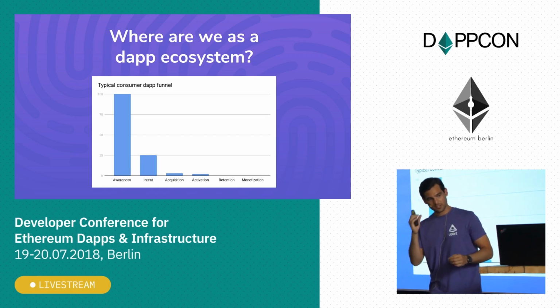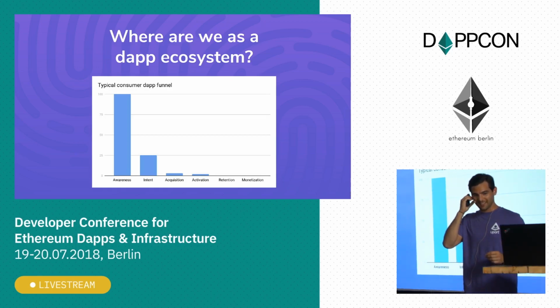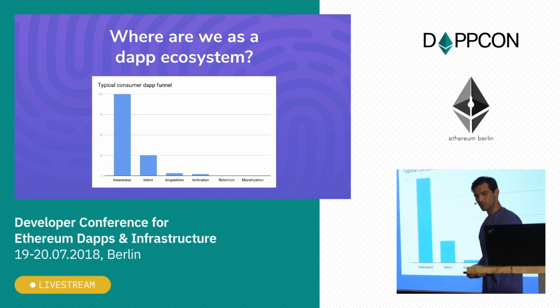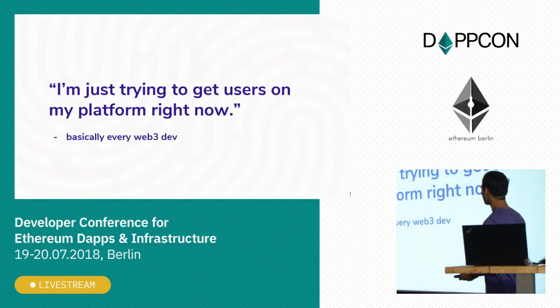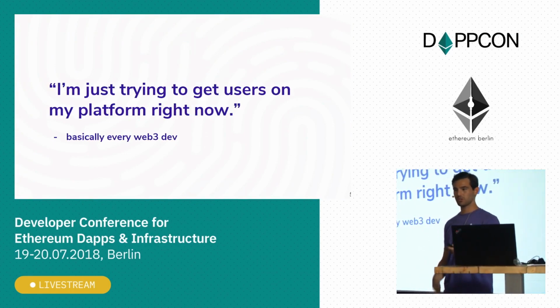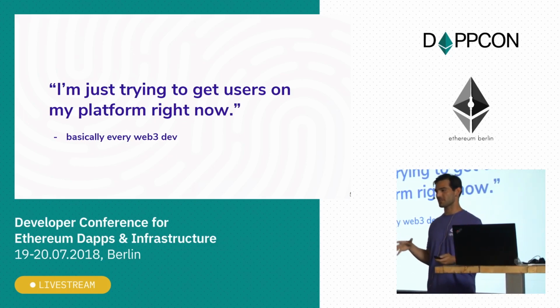So where are we as an ecosystem? We've been talking to a lot of developers, asking them, where's your dApp? What are you building? What's most important to you? And spoiler, we heard this: "I'm just trying to get users on my platform right now." Most developers couldn't even imagine a state where their platform was rich with users and they were trying to develop a rich experience.